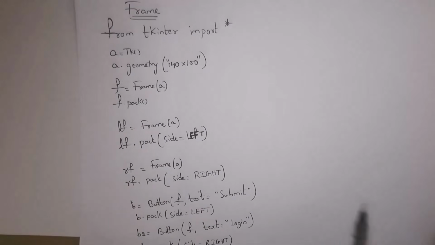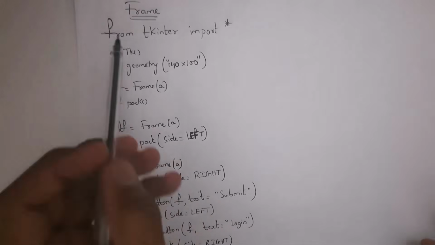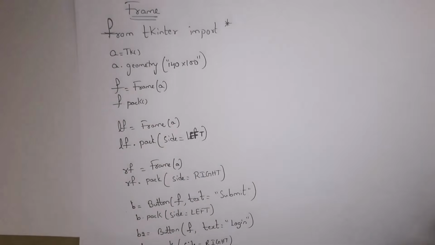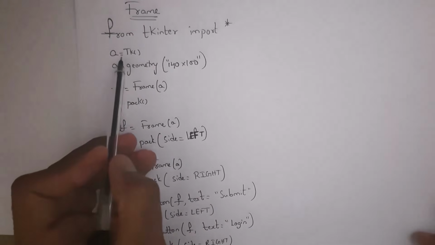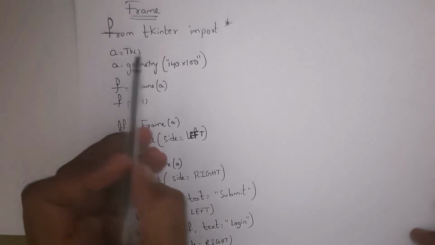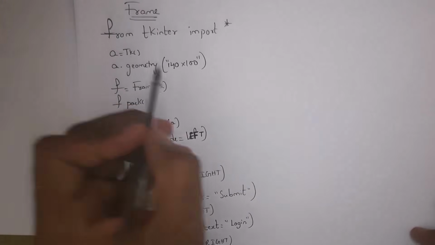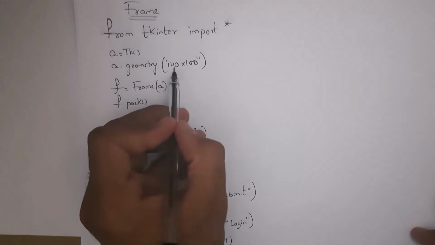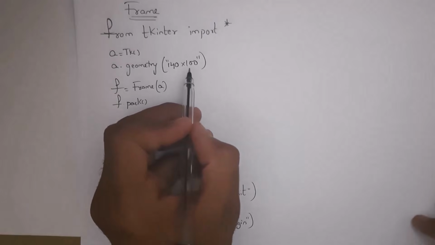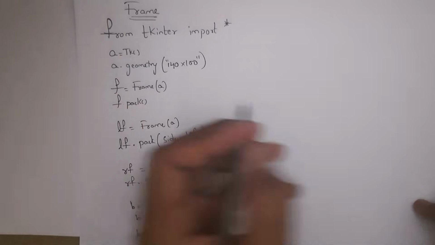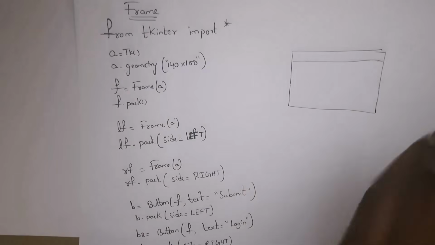At first we need to import the tkinter module. So I wrote here from tkinter import star. And next we need to create a window. So I wrote here a equal to Tk. By using the Tk method we can create a window, and for Tk, T is a capital letter. I want to create a window with size width 140 and height 100. Whenever I run these two lines of code, it will create a window. It is not given any title.